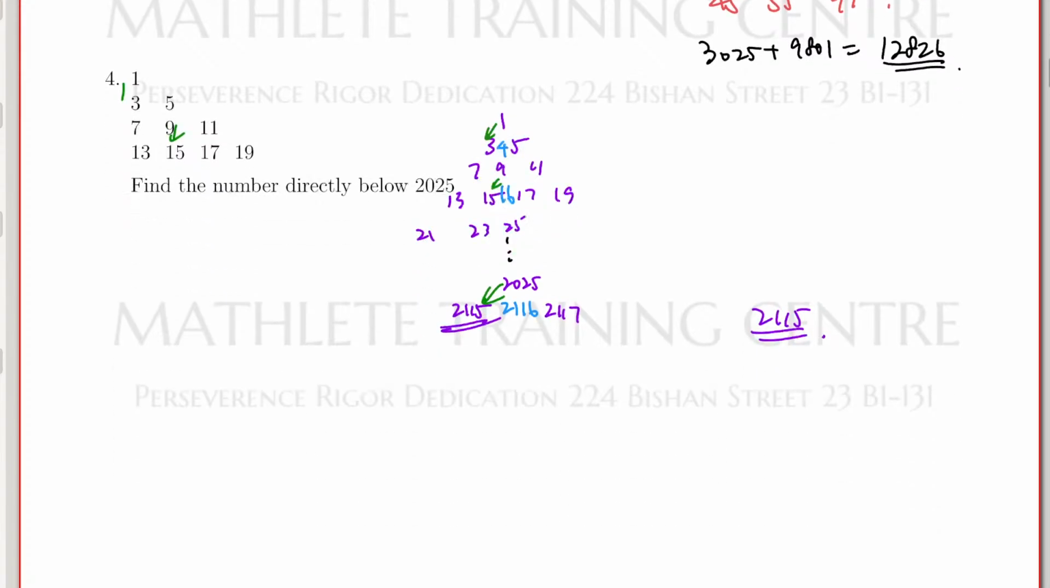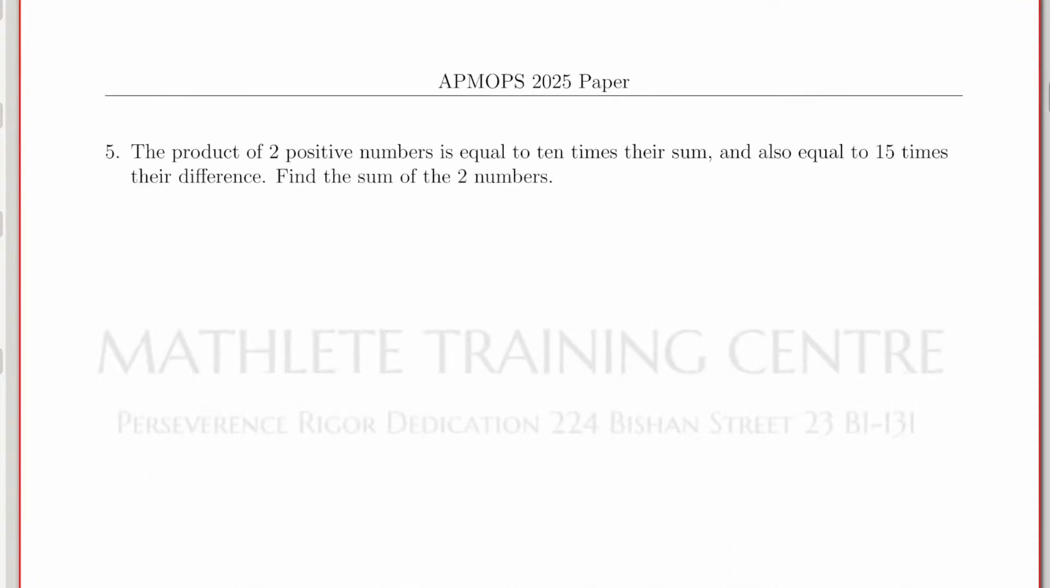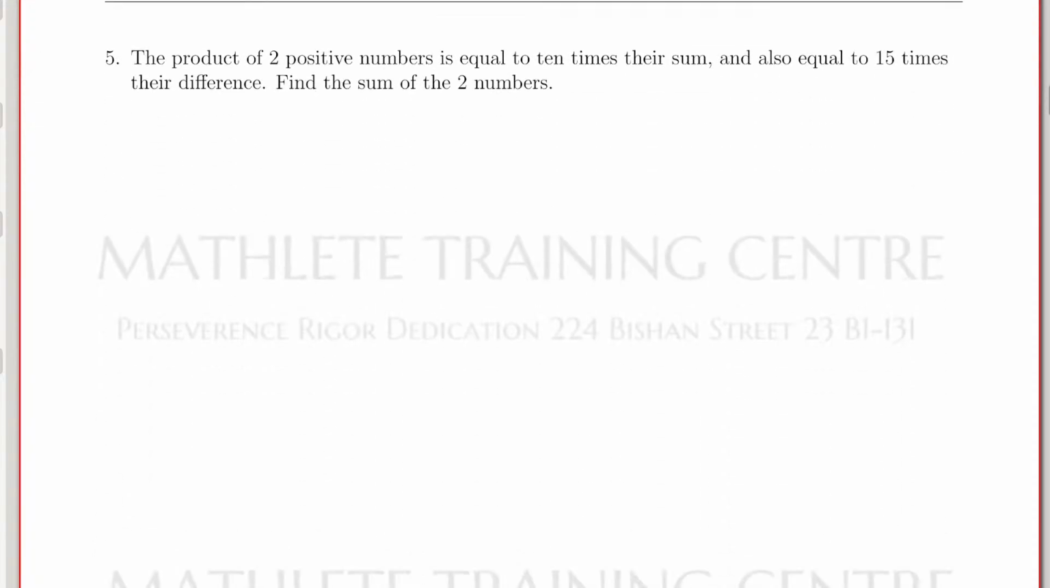Okay, let's move on to the next one. Question number 5. Question number 5 says this: the product of two positive numbers is equal to 10 times their sum. So let's write it down. And this is equal to 15 times the difference.